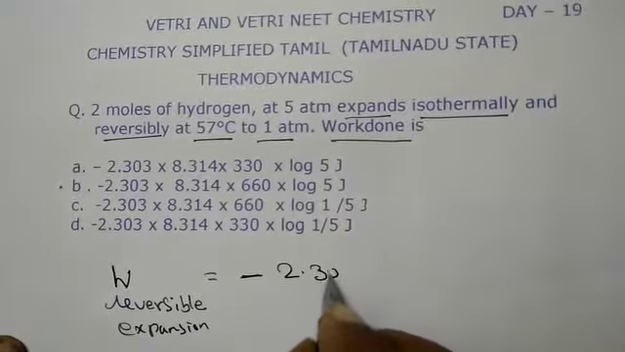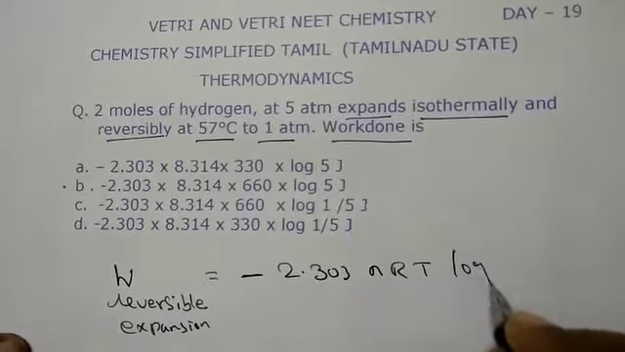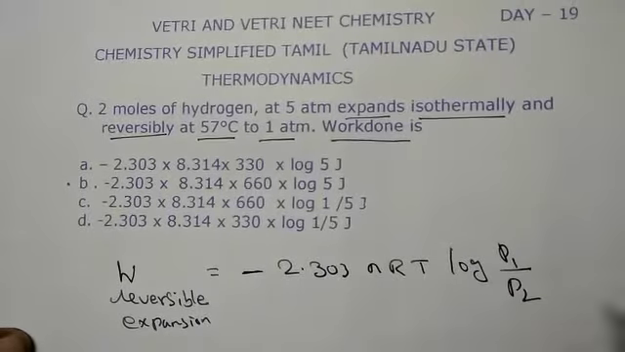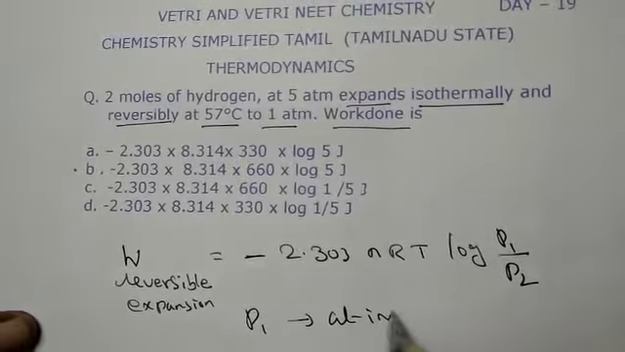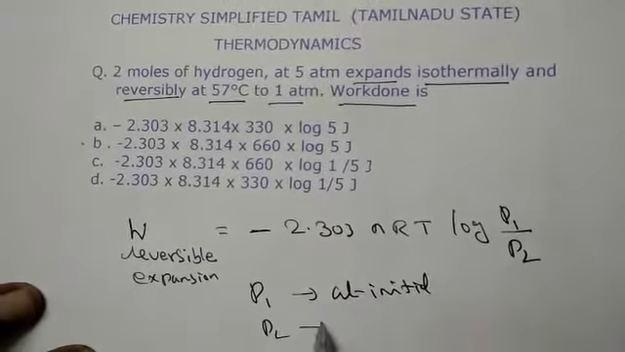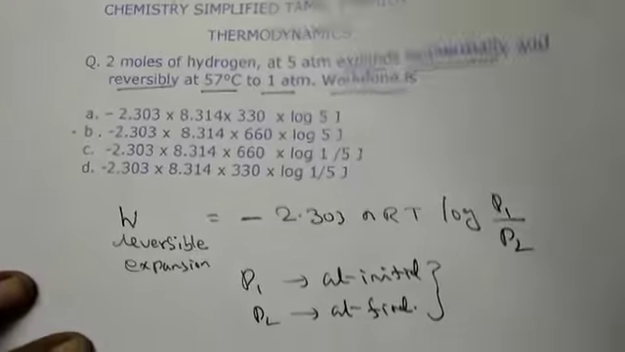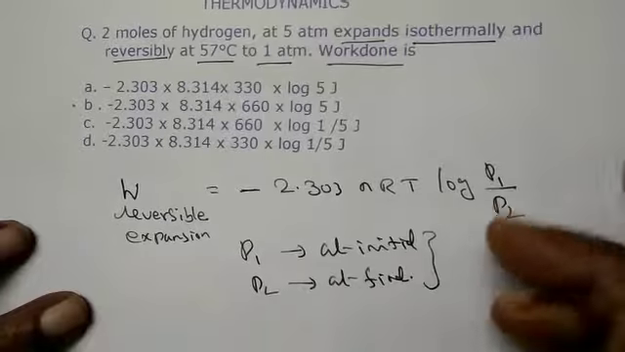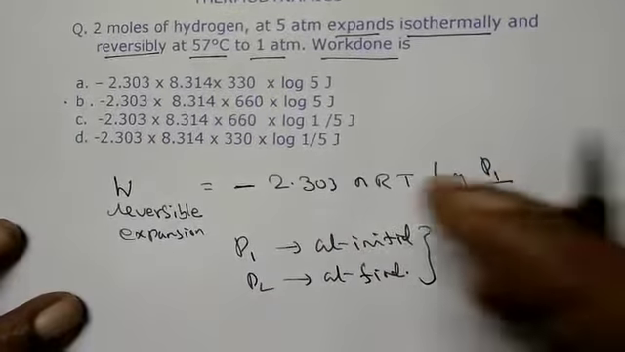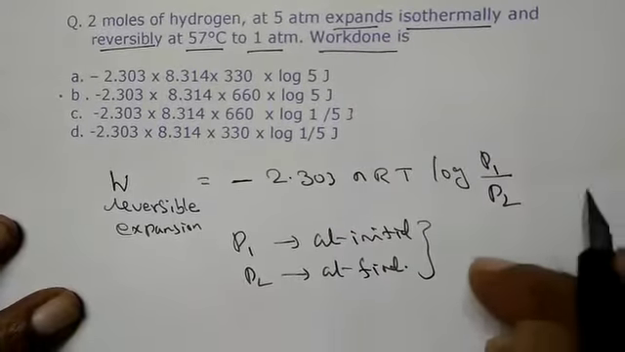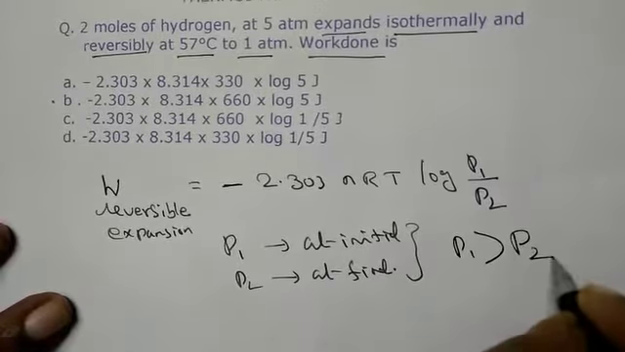The formula is 2.303 nRT log of P1 by P2. Here P1 is the pressure at initial, and P2 is the pressure at final. This is a very important thing we have to consider. It is expanding. Expansion means volume increases, so pressure decreases, so P1 is greater than P2.